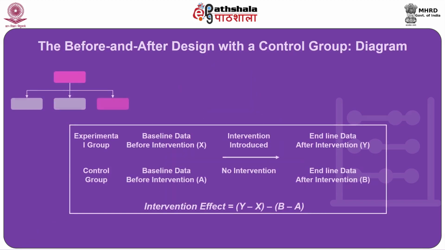Here also the diagrammatic presentation shows that there are two groups, the experimental group and the control group. In both the groups, baseline data is collected, in terms of X in the experimental group and Y in the control group, and only in the experimental group is intervention introduced; in the control group no intervention is introduced. But in both the groups, after the required time, the end line data is collected, which in the case of the experimental group is called Y, and in the case of the control group is called B. Here the intervention effect can be calculated using the equation Y minus X minus B minus A.